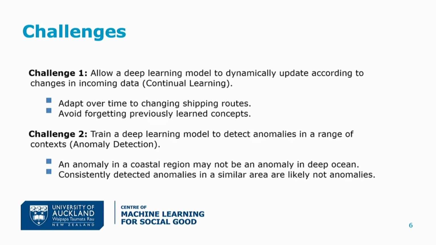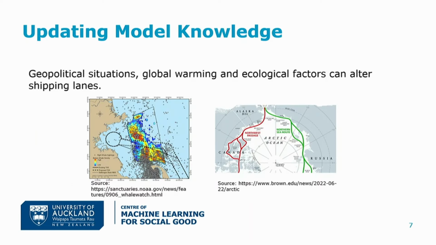We want to make sure that we're adapting when we need to and not adapting when we don't need to. So the first challenge is, how do we dynamically update our models over time while avoiding forgetting? This is the stability-plasticity problem. Second, how do we train a deep learning model to detect anomalies in a range of contexts? Different contexts mean different issues out there. So this is an example.